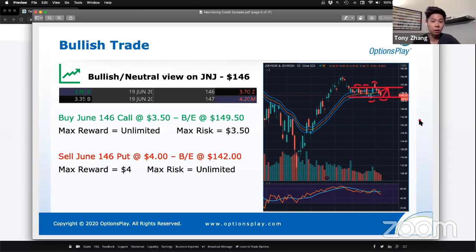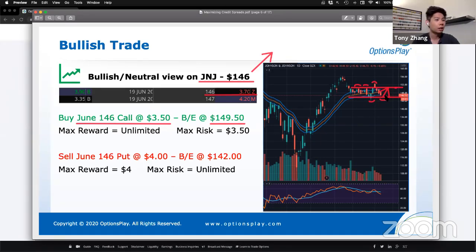So first, for those of you that are brand new to options trading, you know that a call option is bullish. Johnson & Johnson is currently trading at 146, and we think it's going to go higher, back to the top of that range. So the first option strategy that you learn is you can buy a call option here. Let's say this June 146 call costs $3.70. I'm going to round it down to $3.50 for an easy example, which means that I have a break-even price of 149.50.